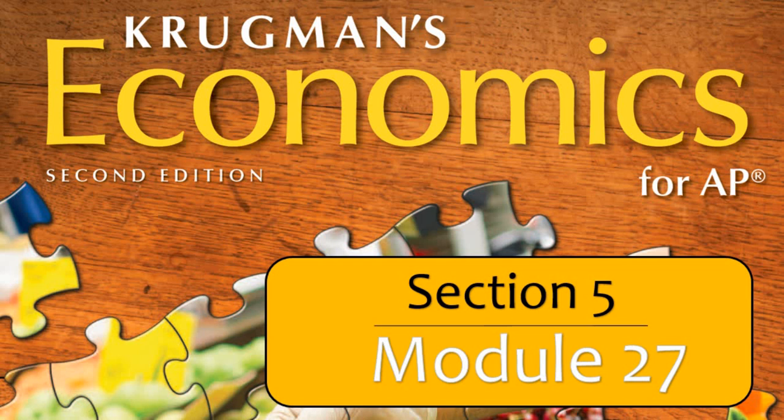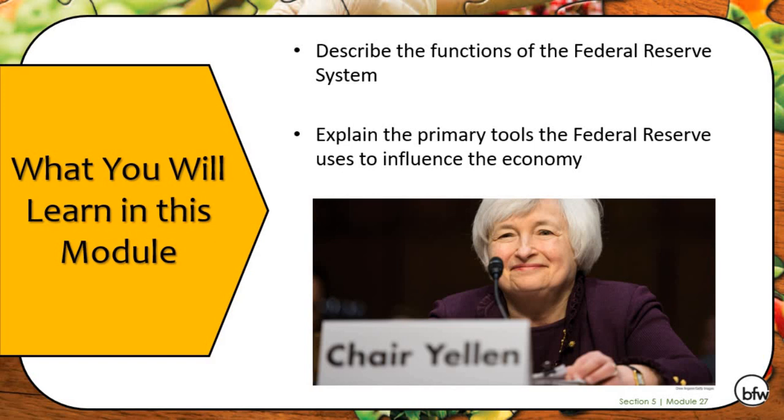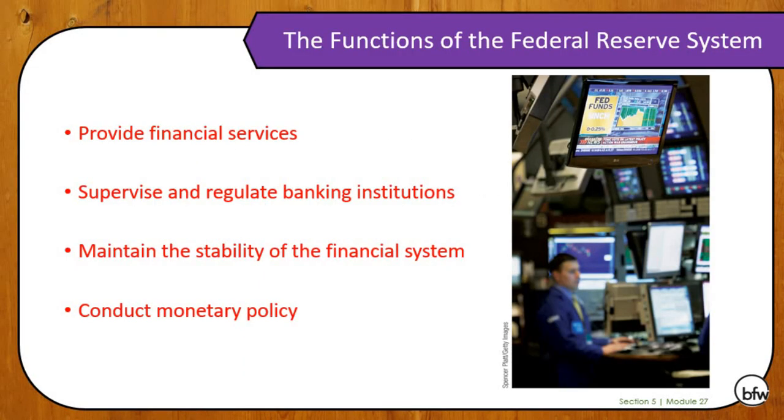This lecture is going to be over Module 27, and in this lecture, we are going to describe the functions of the Federal Reserve System and the primary tools that they use to influence the economy. Now, the functions of the Federal Reserve System: they provide financial services to banks, they supervise and regulate banking institutions, they maintain the stability of the financial system, and lastly, the Federal Reserve conducts monetary policy.